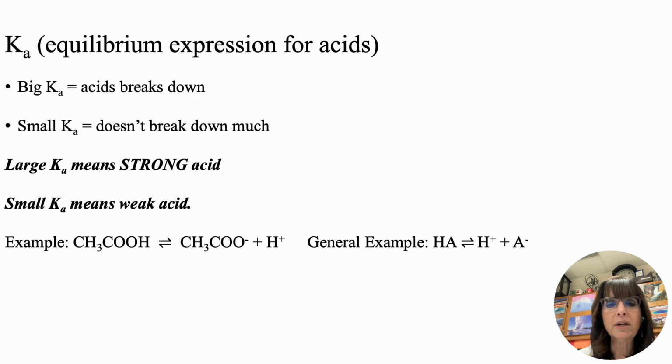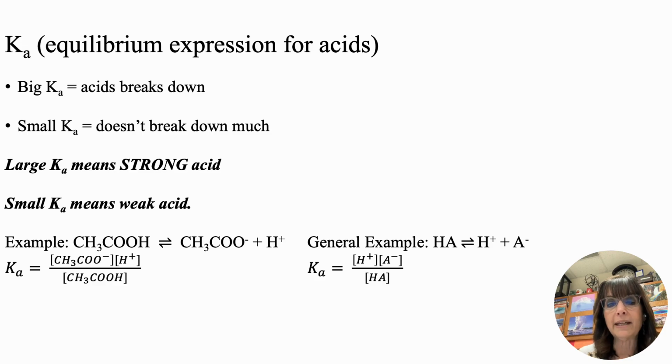Sorry about that. So here's an example. CH3COOH is acetic acid. It will break down into acetate ions and hydrogen ions. Usually we just use a general thing and write HA breaks into H pluses and A negatives because it's an acid. We don't really care what's attached to the H. We just care about the H's.